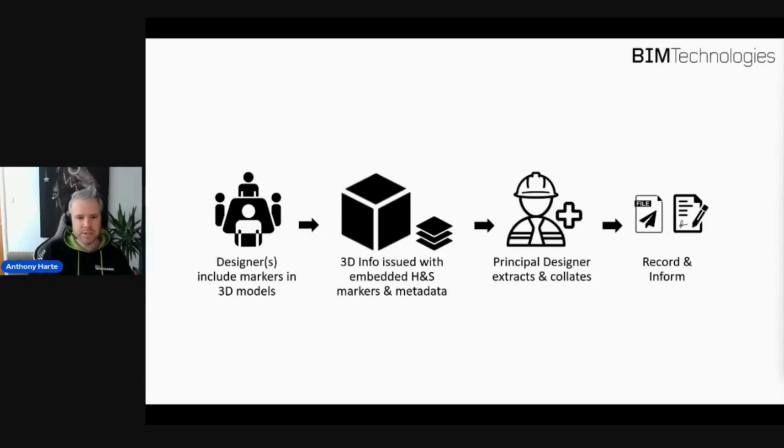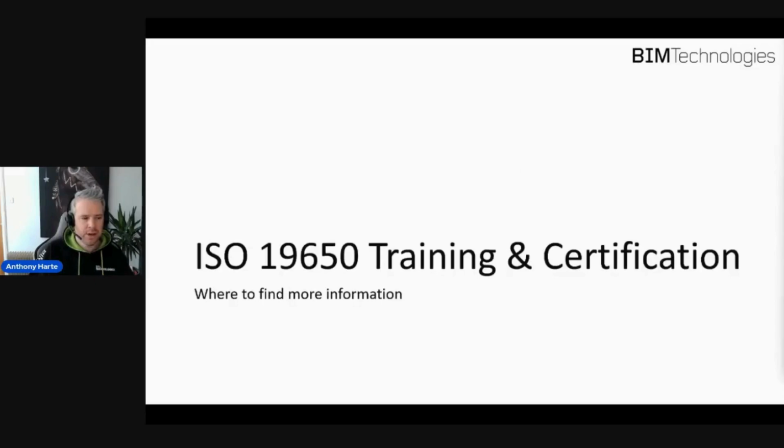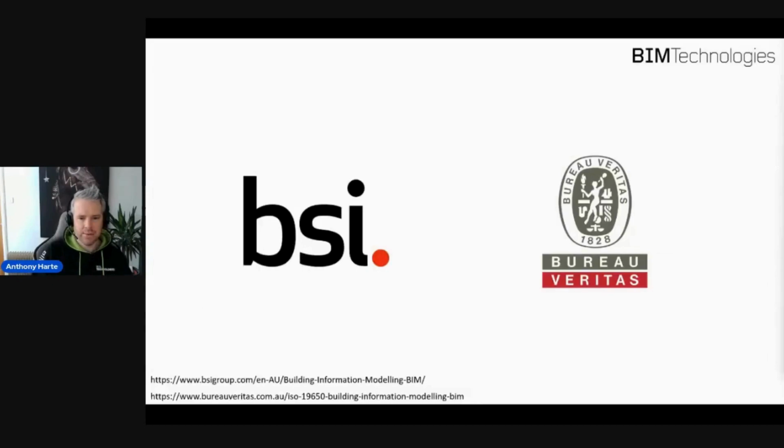So I'm coming to the end of the presentation now. So last couple of slides. So in terms of training and certification, there are quite a lot out there who will offer training as well. And I've just pointed out here 2 of the main players for training and certification, and some links down below. So we've got the BSI, which is the British Standards Institution, and we also have the Bureau Veritas, which would offer certification as well. So those are 2 avenues which you could look at for further information in terms of upskilling or training if you require it.